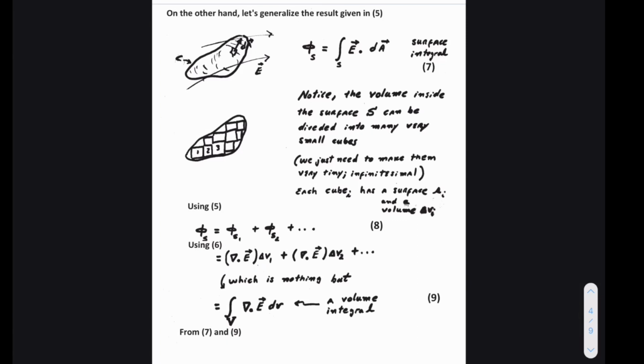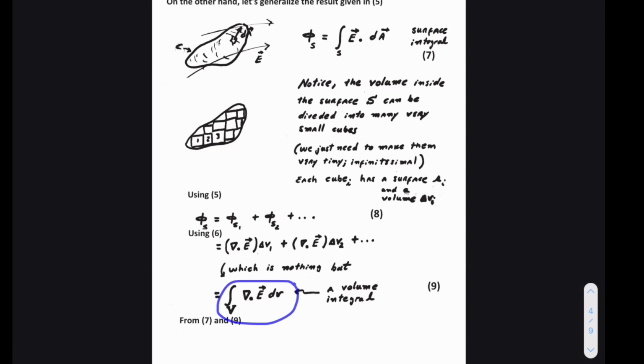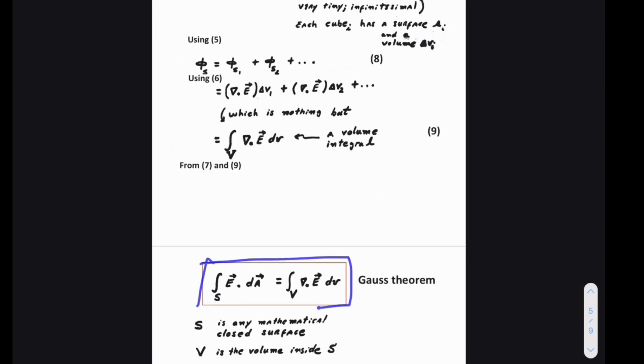Now to find out the total flux accurately, we have to extend this sum for an infinite number of cubes. And in that limit, we can rewrite this summation term as a volume integral of this divergence term. So we can set this thing to be equal to this definition of flux inside this volume. And this is what we call Gauss's theorem, where S is any mathematically closed surface and V is the volume inside that surface.